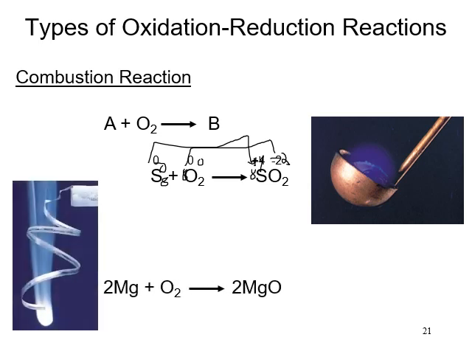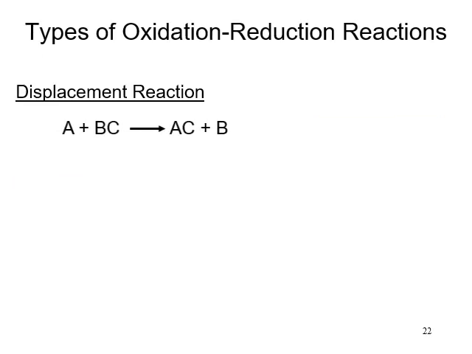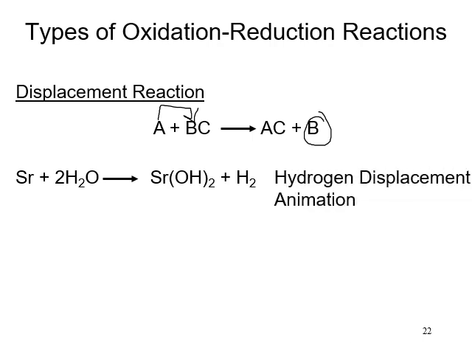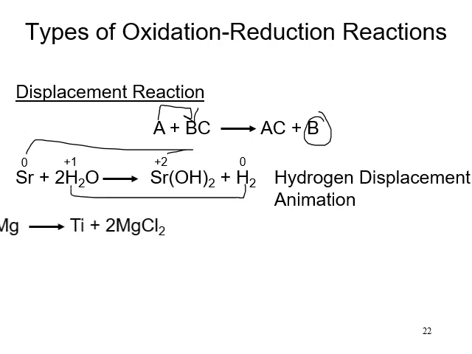And in this case, it is another redox reaction, magnesium being oxidized, if you look at the numbers, and oxygen being reduced. A displacement reaction is one in which one element displaces another. So it looks like element A came and kicked out element B and then combined with C. So B was kicked out. Strontium in this example, this is a displacement reaction, but it's called a hydrogen displacement reaction. And you can see the change in the numbers. Strontium was oxidized, hydrogen was reduced.